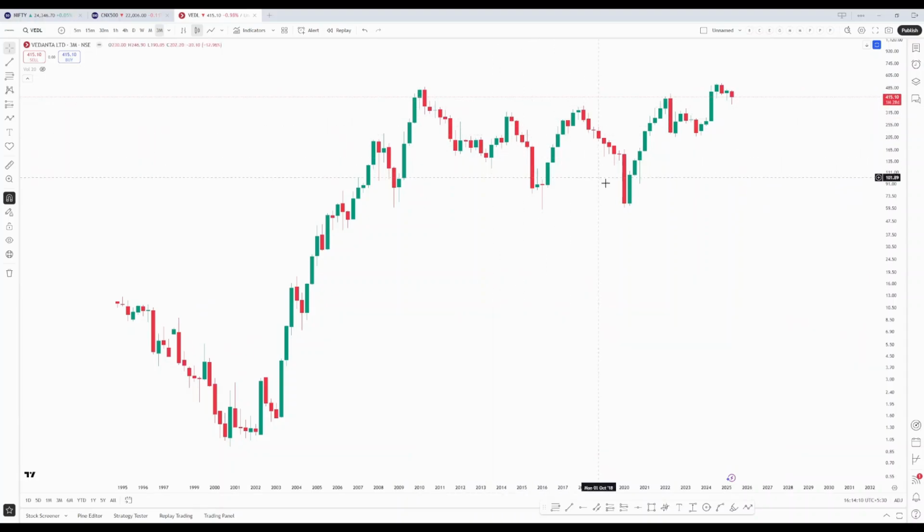And then we have this move. This whole move looks corrective because you can see there are a lot of overlaps here. So this high overlaps with this high and this low overlaps with this low.